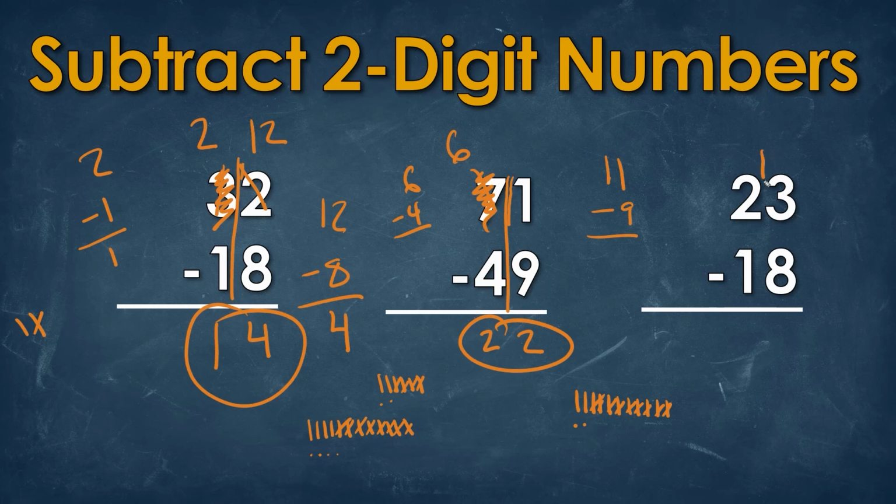Okay, let's do this last question here. We have a 3 minus 8, right? 3 is smaller than 8, so we can't subtract it. So we're going to have to do our trick. We're going to have to borrow from the 2. We are going to change this to a 1, and we put a 1 right here. So we have 13 minus 8.